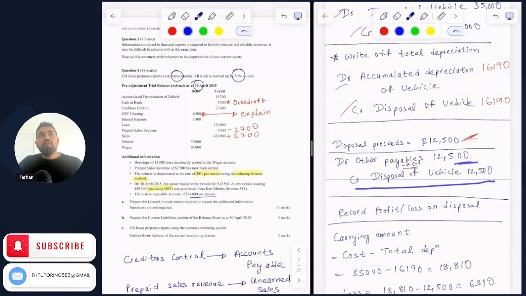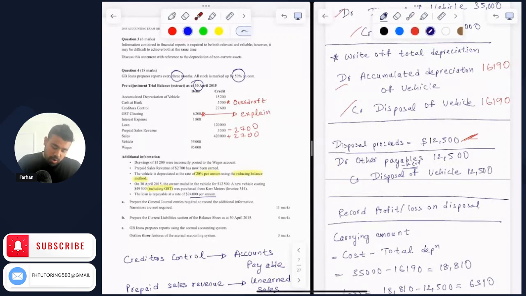Now, very soon I'll be uploading a video for the ledger account that's involved with disposal of a non-current asset. So if you have any confusion, we hope to solve that within that video very soon, right? So disposal proceeds of $12,500, debit other payables, Kern Motors, because it's reducing our obligation with them for the new vehicle purchase, and then we're crediting disposal of vehicle by $12,500. All right, so 2 more lines here. So 9 entries in total so far for point number 4 already.